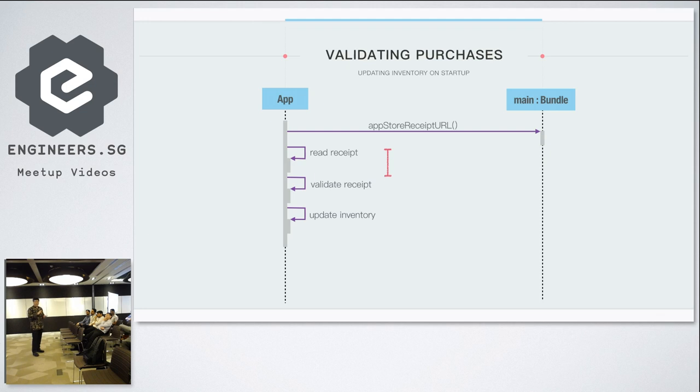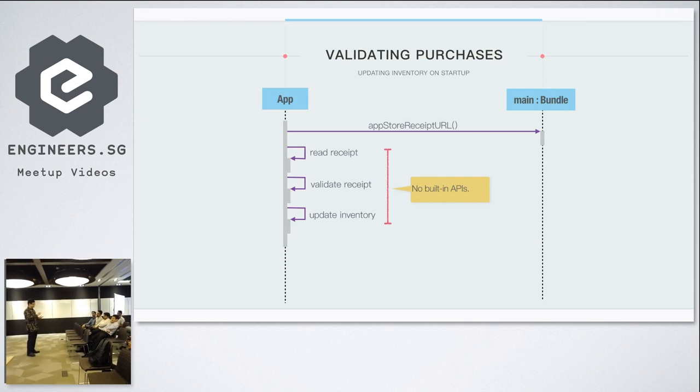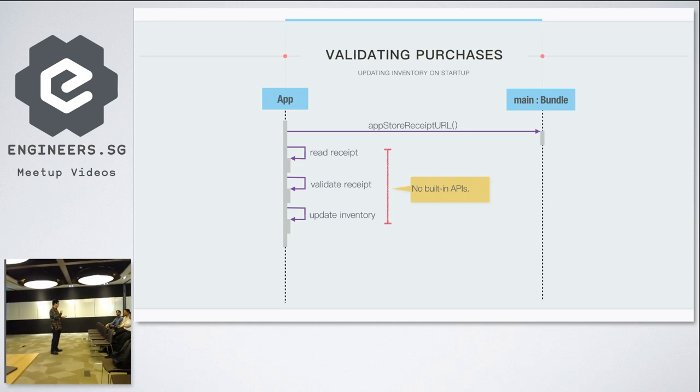Take note that there's no API for this. Each developer will need to come up with their own unique implementation of reading receipts, validating receipts, and updating inventory. Why? This is to prevent widespread cracking, meaning having a cracker utility to crack all App Store apps. By having developers have their own unique implementation, it reduces the possibility of having one app to crack everything else.